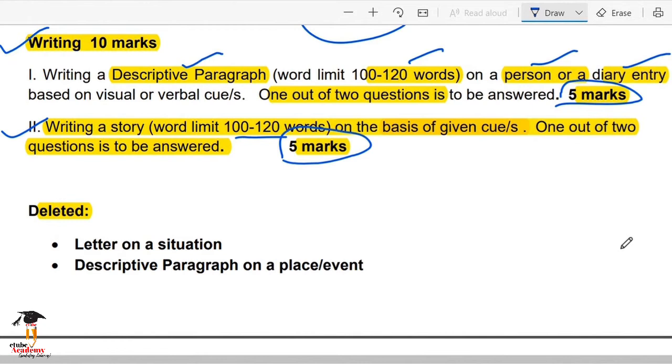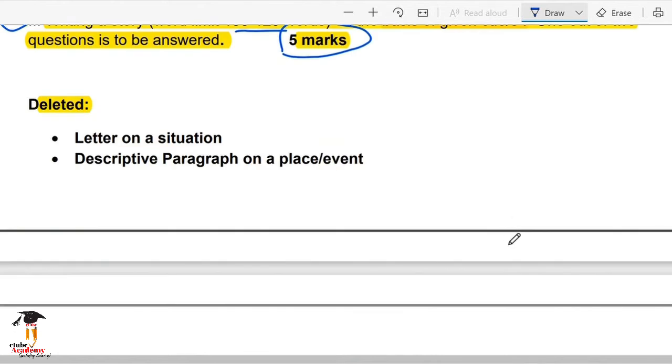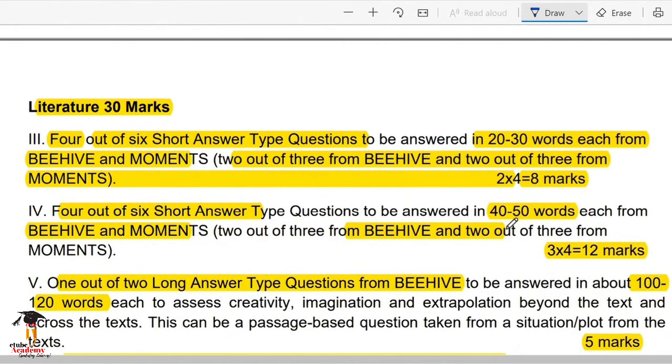And now let me tell you what has been deleted from the writing section. A situation has been deleted this time, and the descriptive paragraph on a place or event. Yes, please note this and keep it in your mind. Your teachers must be telling you that these things have been deleted this time. Now in part B we have the literature portion, and for the literature portion we have 30 marks.